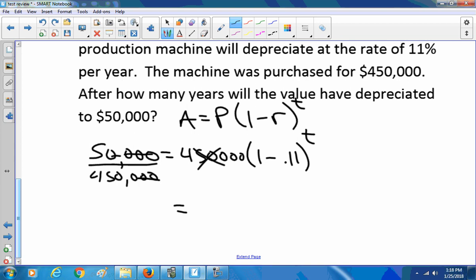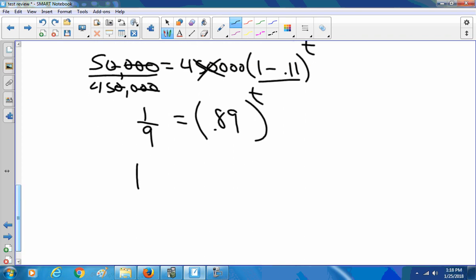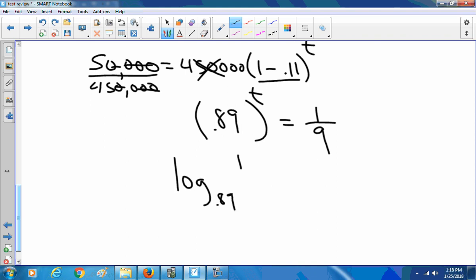Those cancel, that cancels, you get 1/9. And we go ahead and subtract these, you get 0.89. And then we still have to use logarithms, variables still in the exponent, but in this case, instead of natural log, we're going to use regular log. Again, some of you are struggling writing this in log form, so let's put the exponent on the left-hand side. Log base 0.89 of 1/9 equals t.